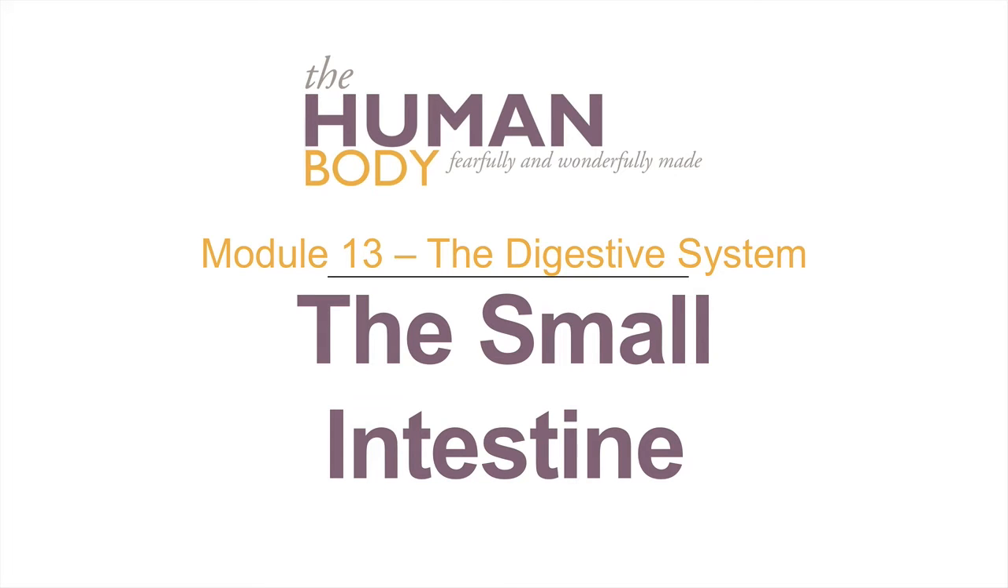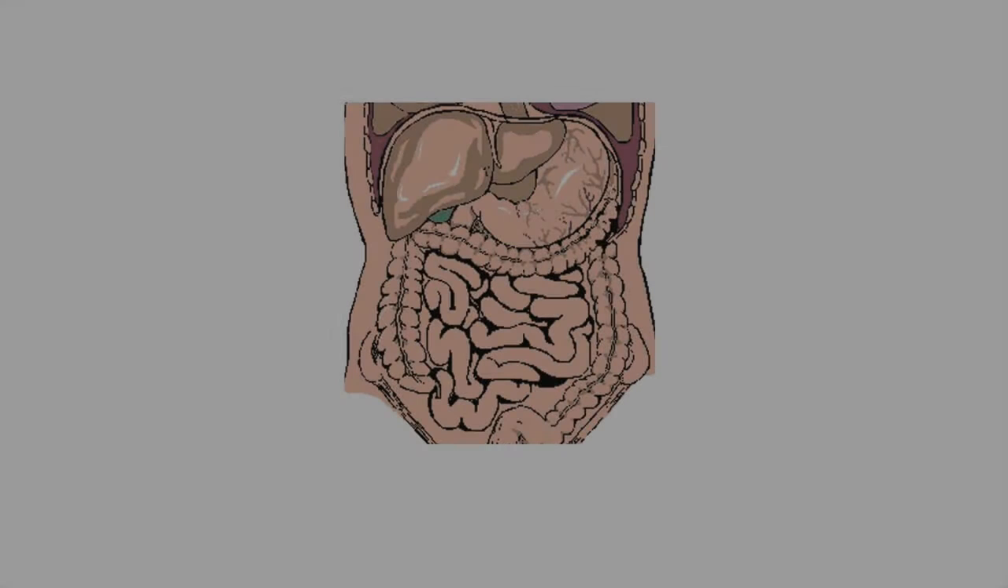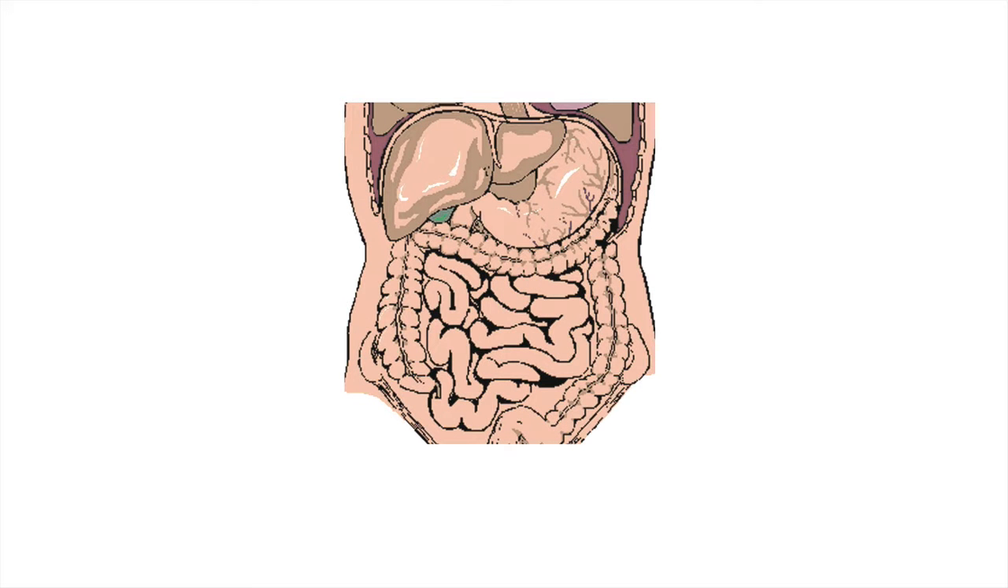Module 13, the digestive system. The small intestine. Now it's time to discuss what happens to the chyme when it moves out of the stomach through the pyloric sphincter. At this point, it's in the small intestine. This is where most of the digestion of food takes place.